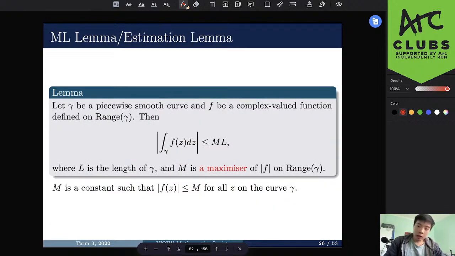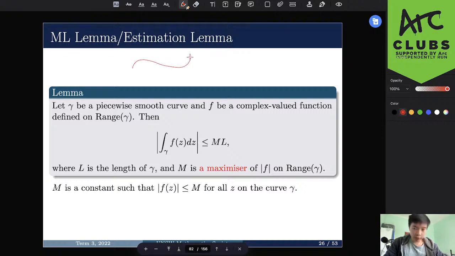So what we have is gamma as a piecewise smooth curve and f to be a complex valued function, and it's defined on the range of our contour gamma. We can have our L be the length of this contour and M be a maximizer. And a maximizer is just the largest modulus that can exist on our function f. So this might seem a bit weird to you. Why is this true? We can just dumb it down to our real function.